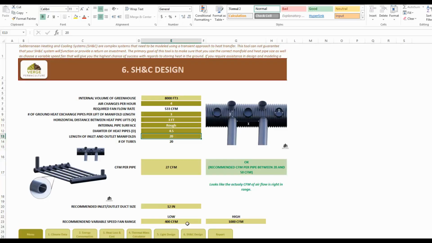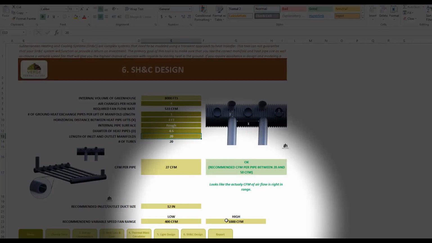And as a result of the calculation, in order to stack the chances of success in my favor, it has given me a low and high CFM rating for the fan. So when I go and purchase my fan, I will try and find a variable speed fan that can operate between 400 and 1000 CFM.